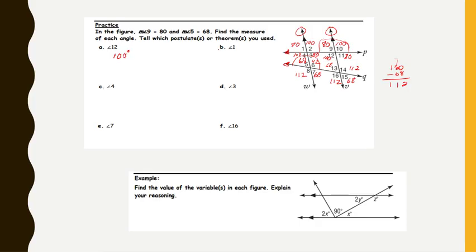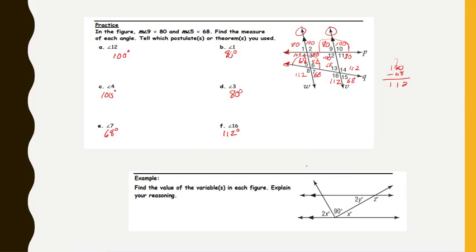Okay, angle 1, 80 degrees. Okay, angle 4, 100 degrees. D, we've got angle 3. Angle 3 is 80 degrees. Kind of lazy there, got to get the degree mark. Okay, number 7 is 68 degrees. And 16 is going to be 112 degrees. Okay, pretty simple if you understand the vocabulary and how the angles work.